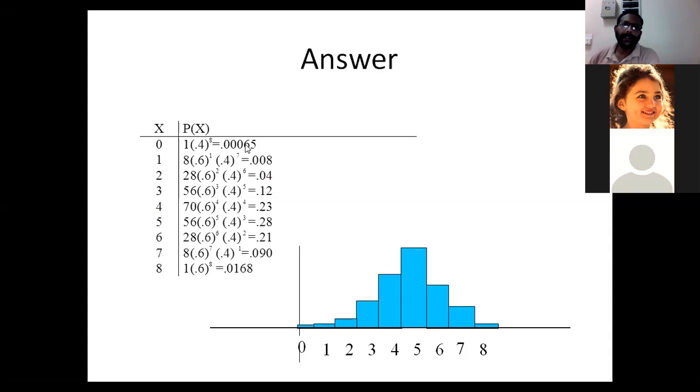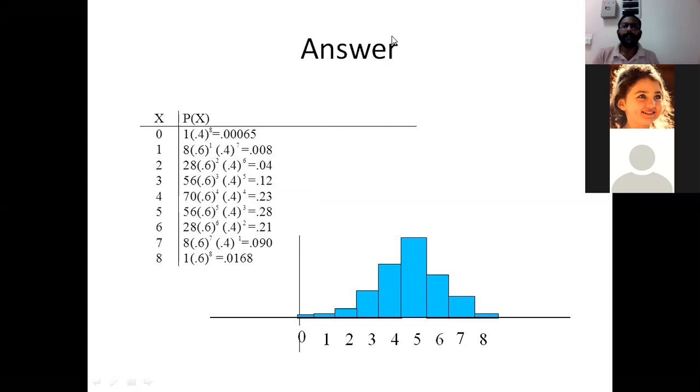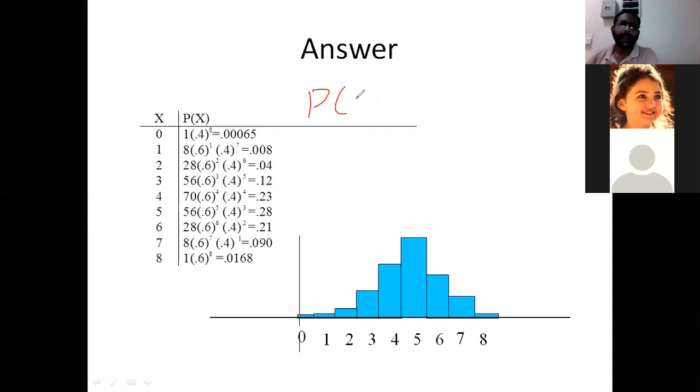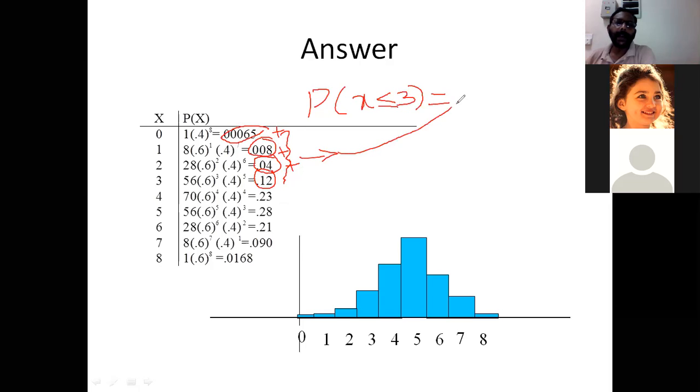If I ask, what is the probability of having at most 3 patients having cancer out of 8 patients? So how to write that? X is less than or equal to 3. You add this plus this plus this plus this. You add all these 4 values and give the value. That is the answer for that.